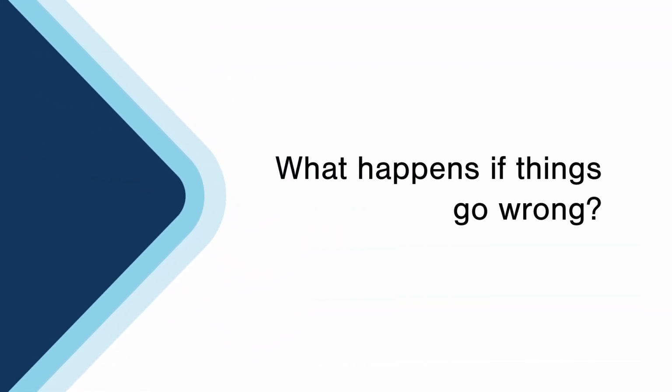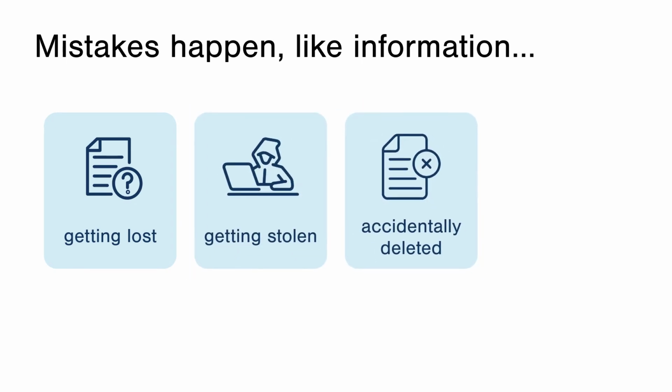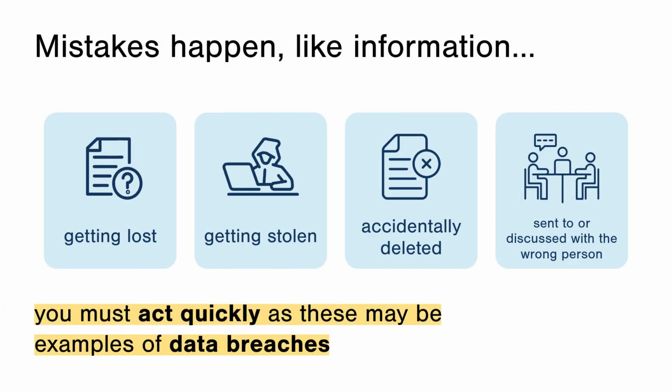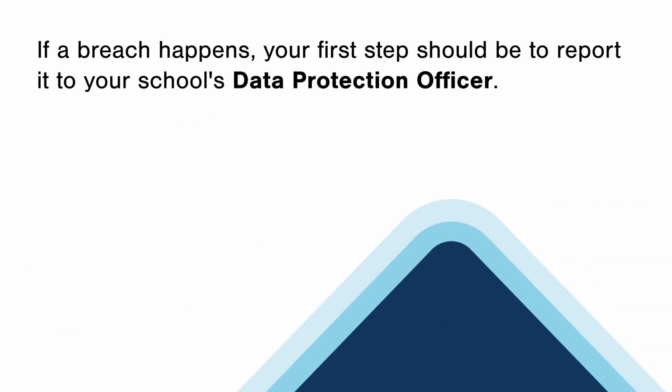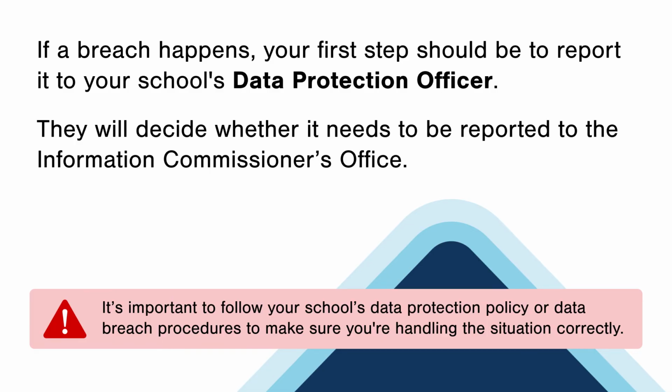What happens if things go wrong? Mistakes happen, like information getting lost, stolen, accidentally deleted, being sent to or discussed with the wrong person. When this happens, you must act quickly, as these may be examples of data breaches. If a breach happens, your first step should be to report it to your school's data protection officer. They will then assess the situation and decide whether it needs to be reported to the ICO. It's important to follow your school's data protection policy or data breach procedures to make sure you're handling the situation correctly.